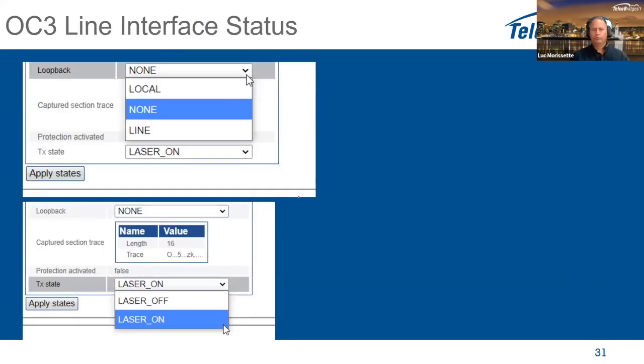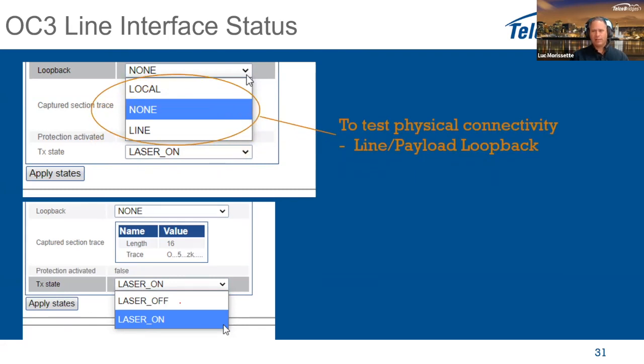There's two options you saw in the previous slide. So again, here we can do a line loopback, or you can do what we call OC3 laser off. So that means we stop transmitting. So again, this will give the same type of effect that we saw on the T1s. Right? So we loop back or we set the laser off.